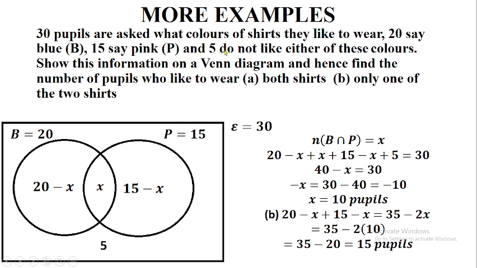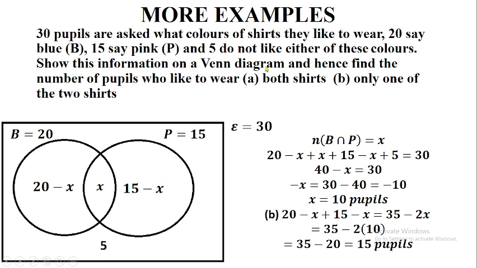And 5 do not like either of the colors. So that means we have 5 elements that are inside the universal set, but they don't like blue and they don't like pink. That's why they are outside. You can see that we have 5 here. I hope you understand that now.